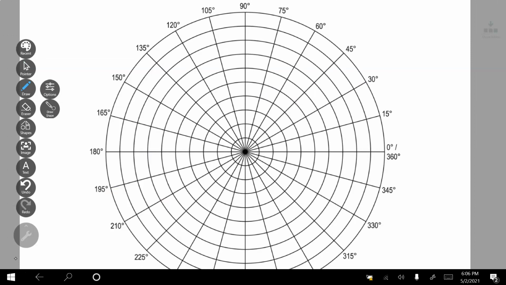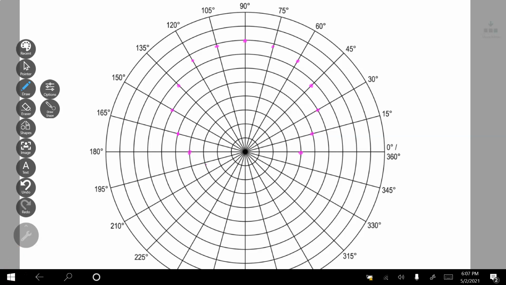First point: 0 degrees was 4. 1, 2, 3, 4. At 15 degrees, I was at 5. At 30 degrees, I was at 6. And so on and so forth. I've drawn all the dots up through 180 degrees. Now come the harder ones.